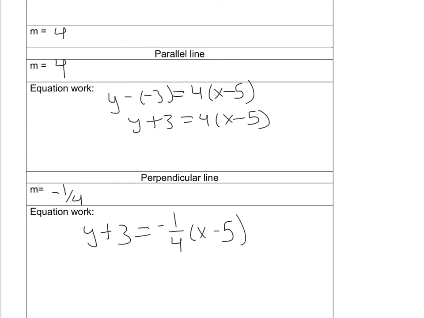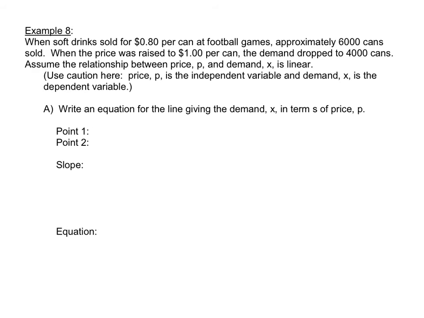Let's take a look at some more. All right, so it says, when soft drinks sold for 80 cents per can at football games, approximately 6,000 cans sold. When the price was raised to $1 per can, the demand dropped to 4,000 cans. Assume the relationship between the price P and the demand X is linear. Use caution here. Price P is the independent variable and demand X is dependent.